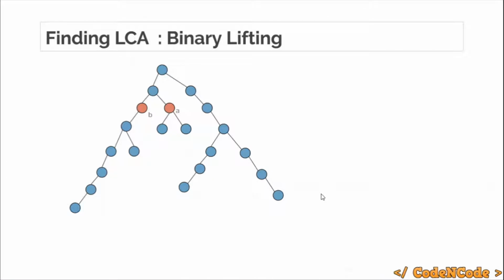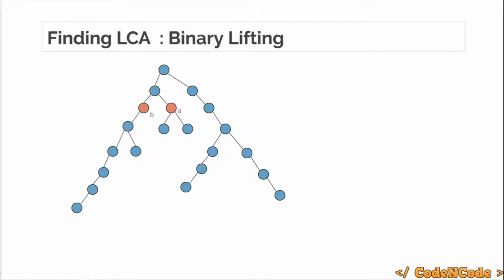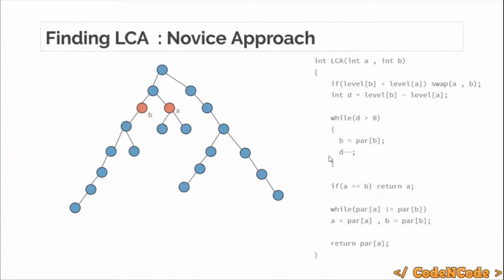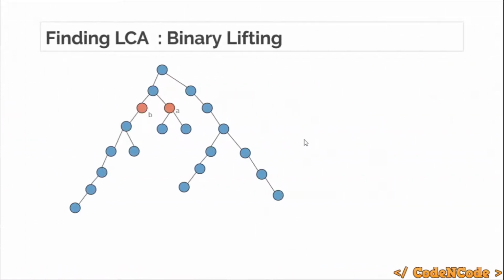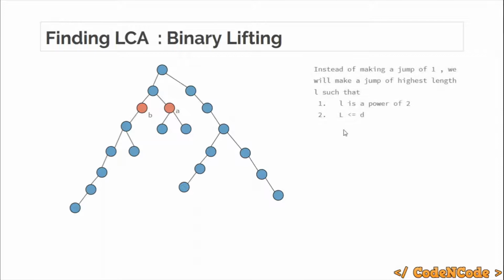So in the previous lecture I also gave you homework to think about the jump. The problem with this approach is that we are making a jump of length 1, which leads us to a time complexity of big O of n, because of the linear jump. So I asked you to think about alternative length jumps. The best way to jump is in powers of 2.